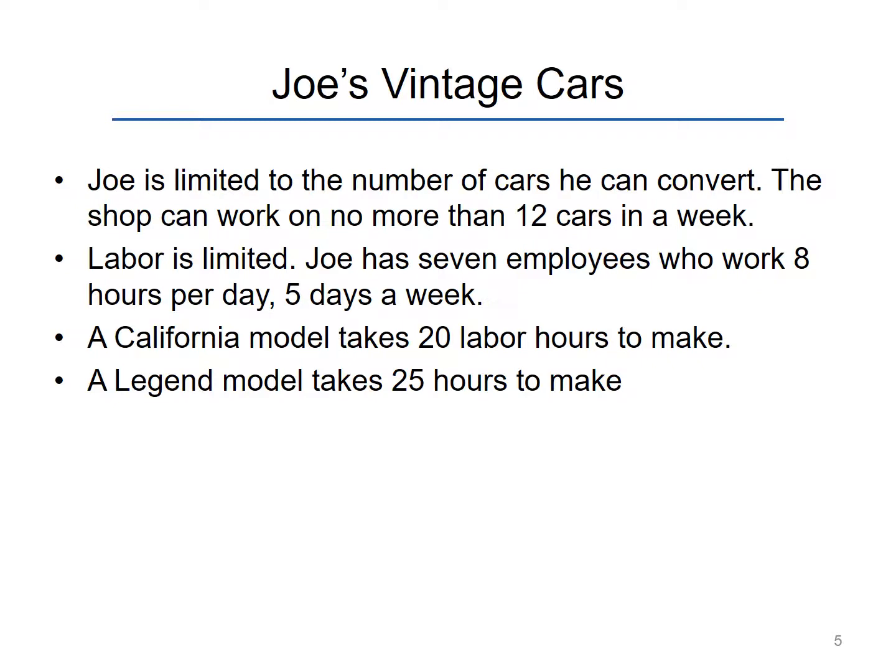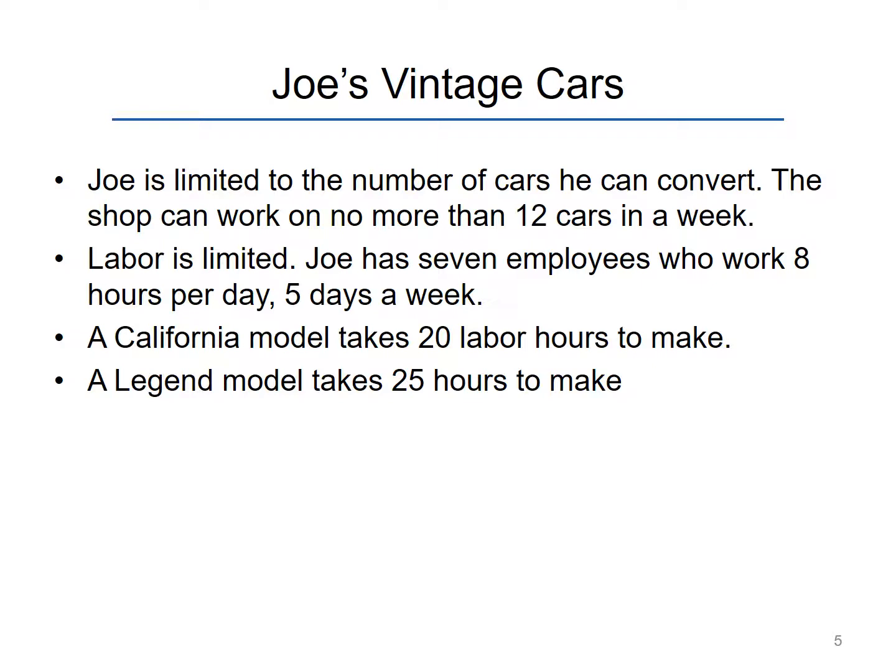Obviously, there are limitations or constraints to this process. Joe can't make an infinite number of California models or the Legend models. He is limited in the number of cars he can convert. The shop can work no more than 12 cars in a week. There just isn't enough capacity in the shop to work on more than 12 cars in any given week.